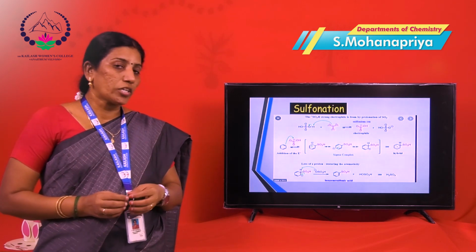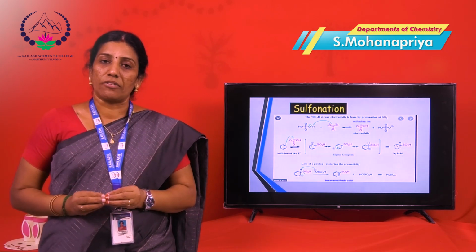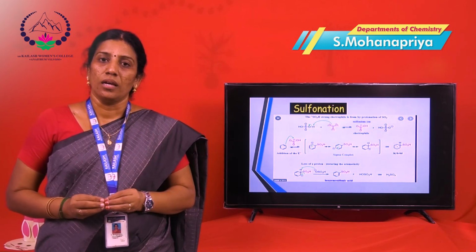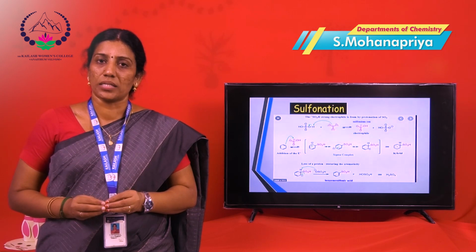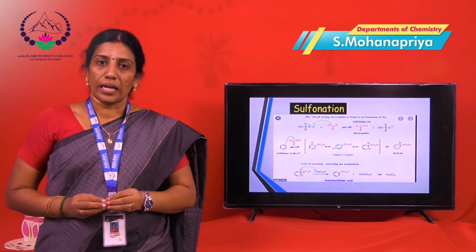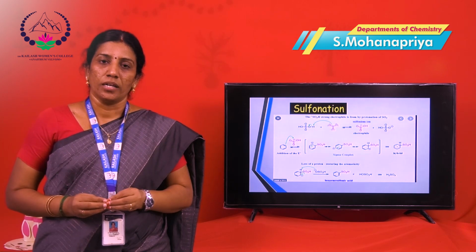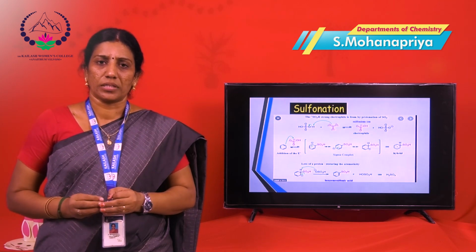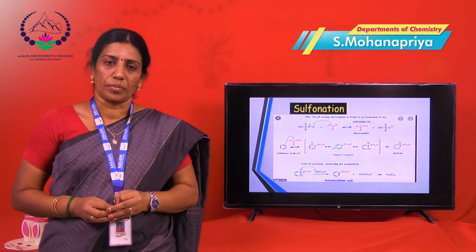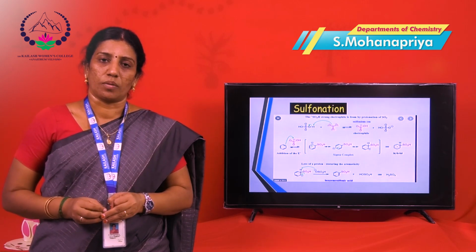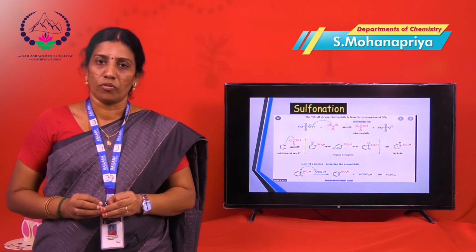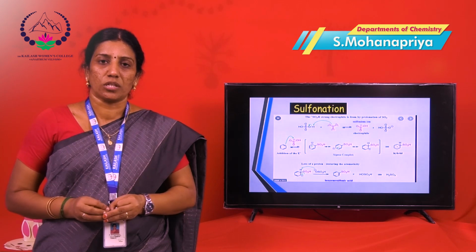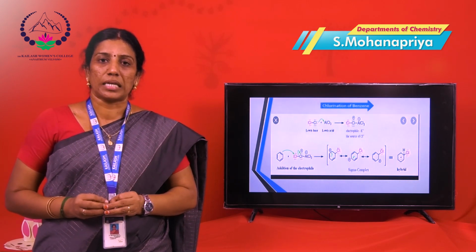Next, we are going to see sulfonation. In the sulfonation reaction, protonated SO3, that is HSO3+, acts as the electrophile. This electrophile attacks the aromatic ring, and we get benzene sulfonic acid as the product. In this reaction also we have three steps: the first is electrophile formation, the second is sigma complex formation, and the third is formation of the product, benzene sulfonic acid. These are the three steps involved in the sulfonation reaction.